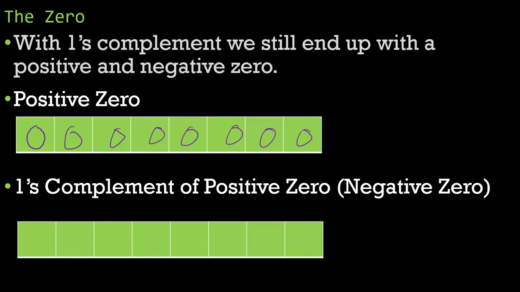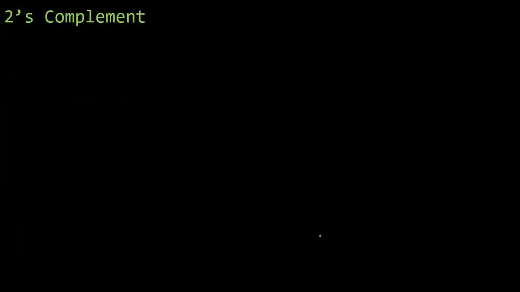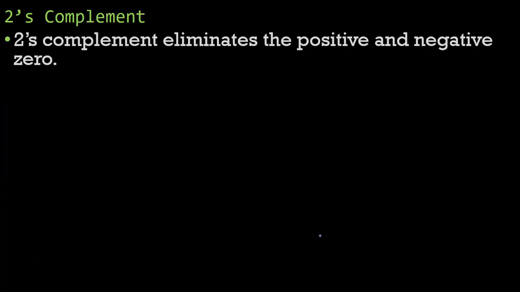If I want to find the ones complement, which is negative 0, I have to invert every single bit, which means every single 0 becomes a 1. So all zeros would be a positive 0. All ones would be a negative 0. Let's talk about 2's complement. Now, 2's complement eliminates the positive and negative 0. You're going to get 0. There is no positive and negative 0.